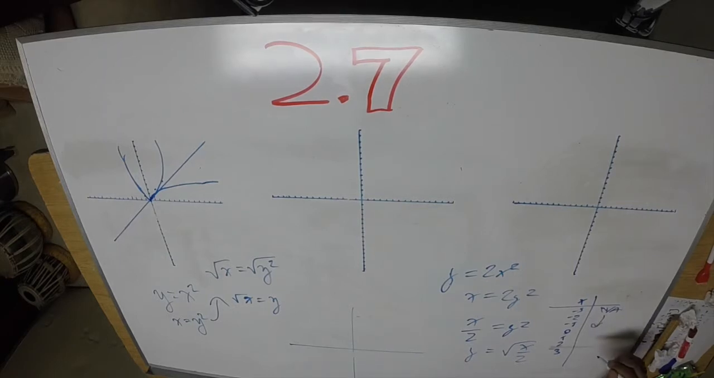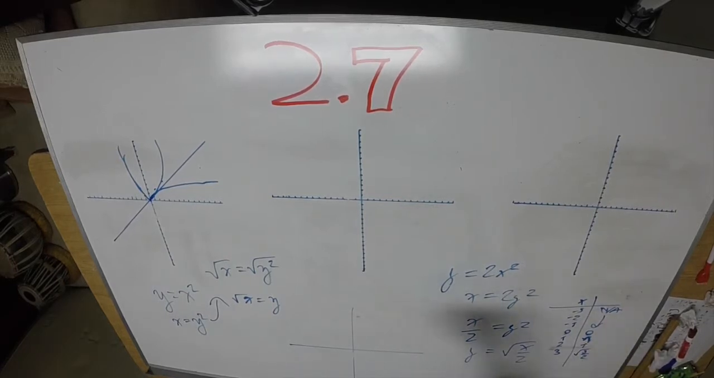Start with x equals 0. 0 over 2 is 0, and root 0 is 0. 1 over 2 is 1 over 2, and root 1 over 2 is root 1 over 2. I don't know the exact value for that. 2 over 2 is 1, and root 1 is 1. And 3 over 2 is 3 over 2, and that becomes root 3 over 2.